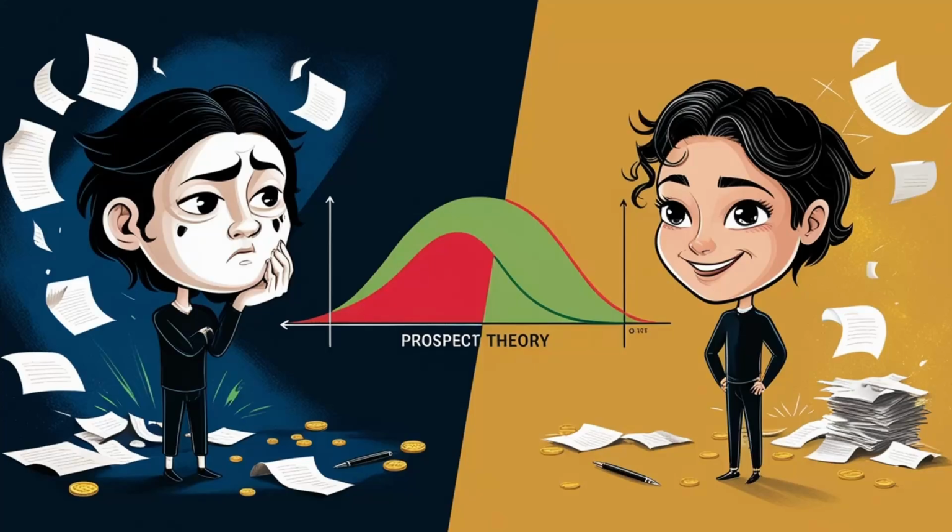Prospect theory is a behavioral economic theory developed by Daniel Kahneman and Amos Tversky, which explains how people make decisions involving risk and uncertainty. Here's a breakdown of its key concepts.